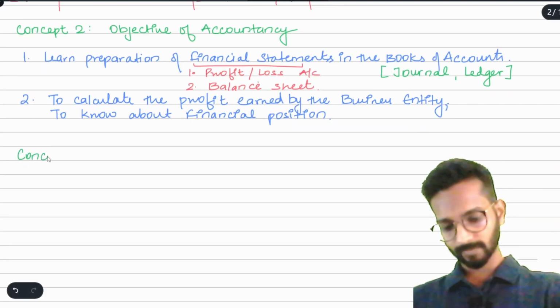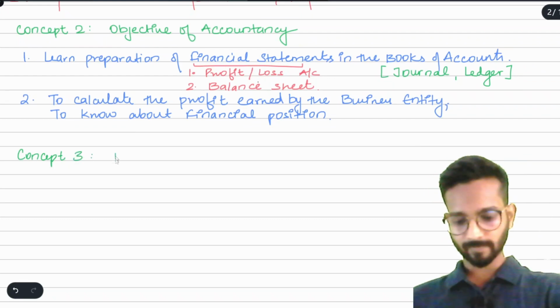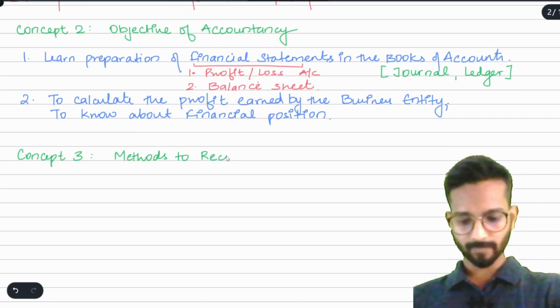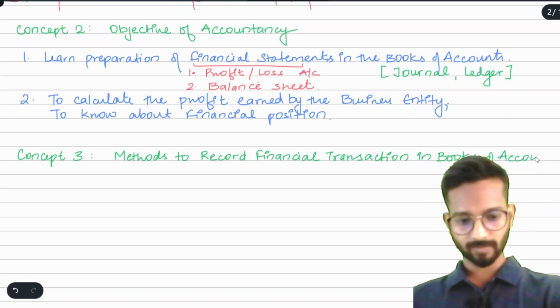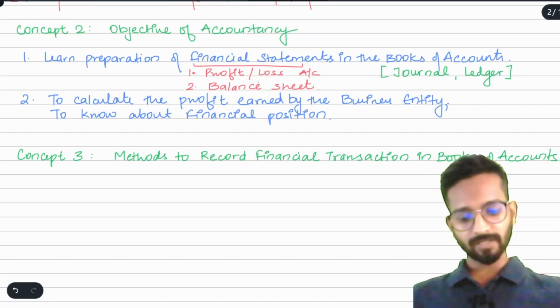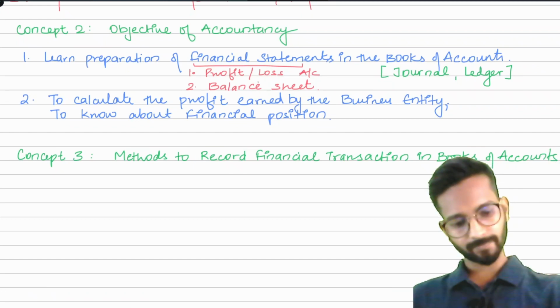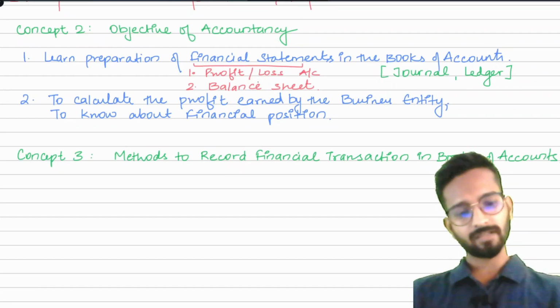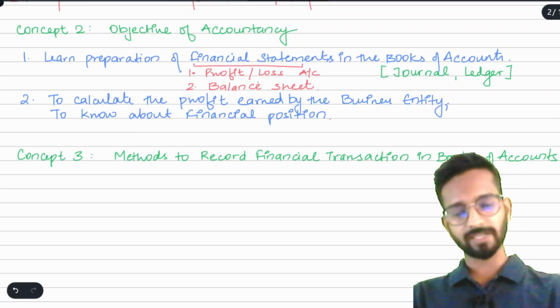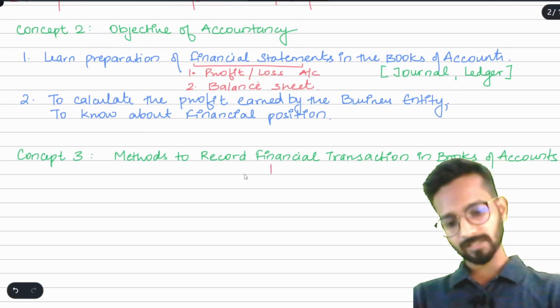Concept 3, methods to record financial transactions in books of accounts. What are the different methods? See, again in methods we have 2 classifications. What are the 2 classifications? Understand this.